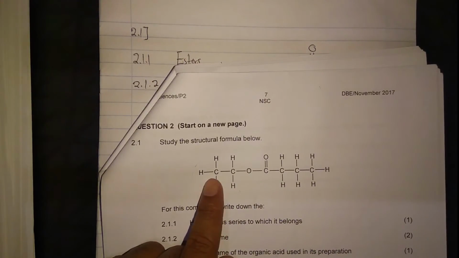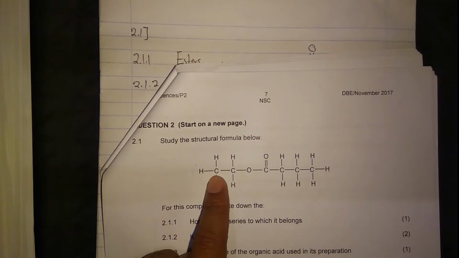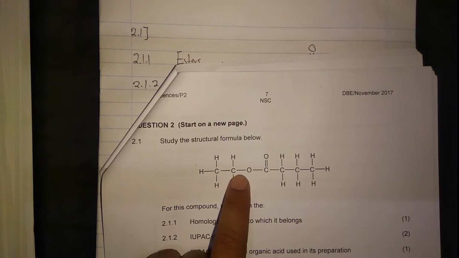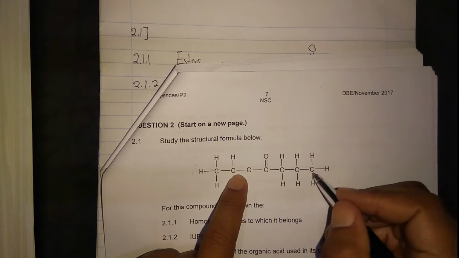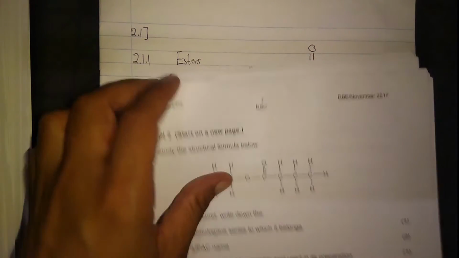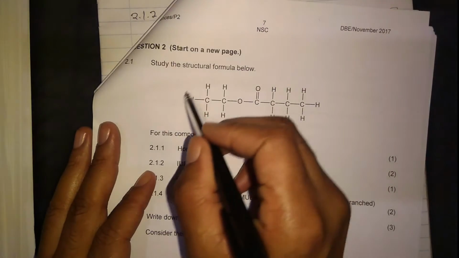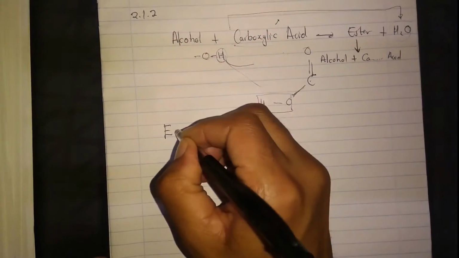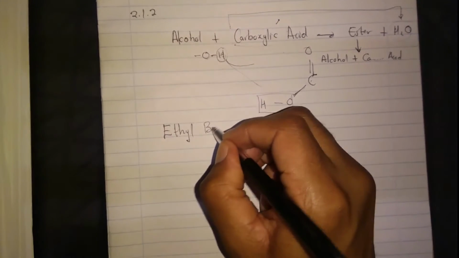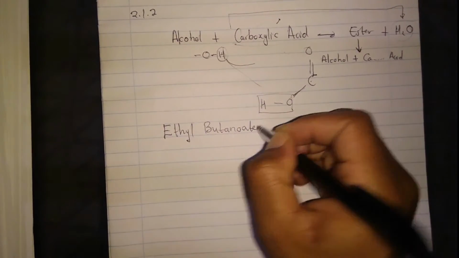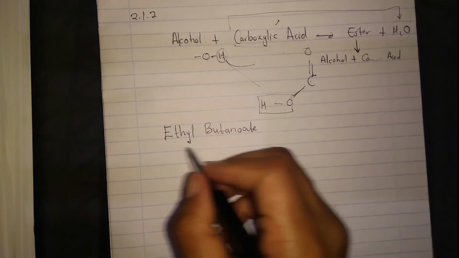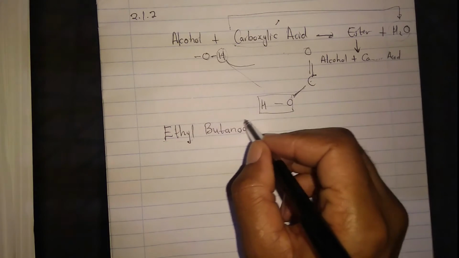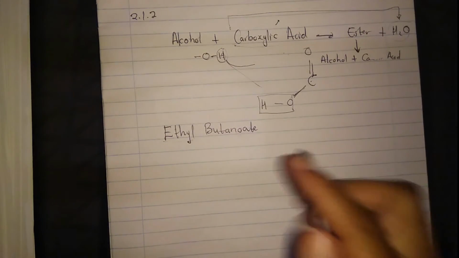So siyabona ukuthi this part was once a ethanol, and then this part was once buthanoic acid. So the IUPAC name for this compound is going to be ethyl buthanoate. Isoba ethyl buthanoate. Angisho alcohol part, carboxylic part, and then at the end kwamele ufake lo oate. Angithi?